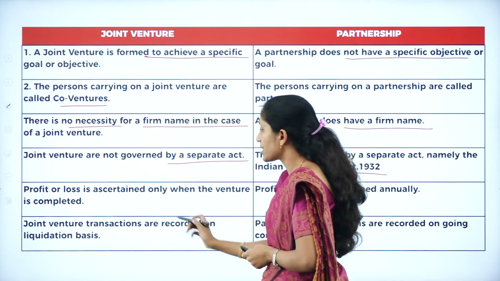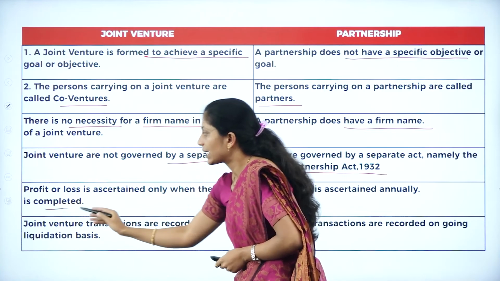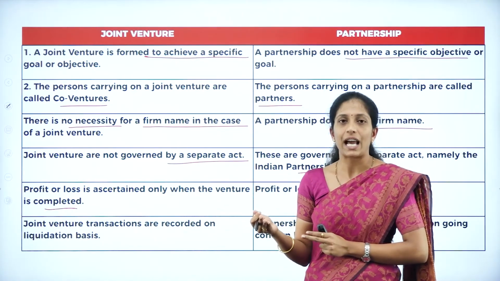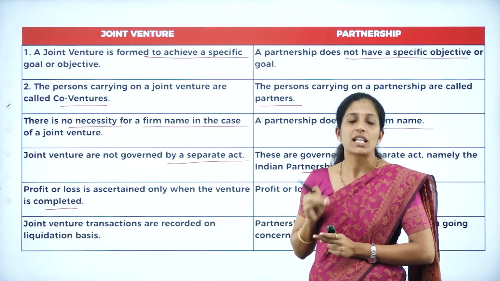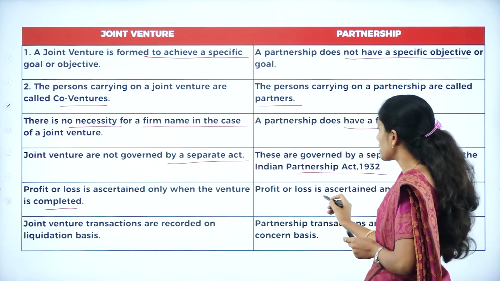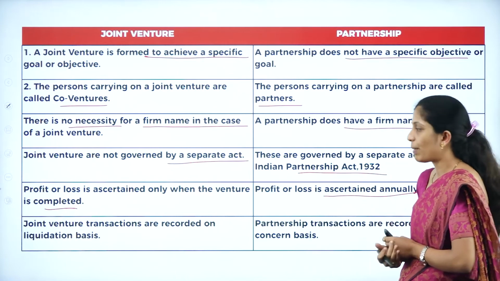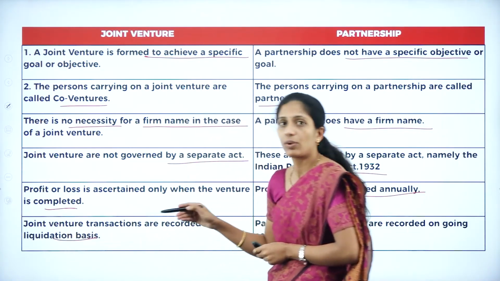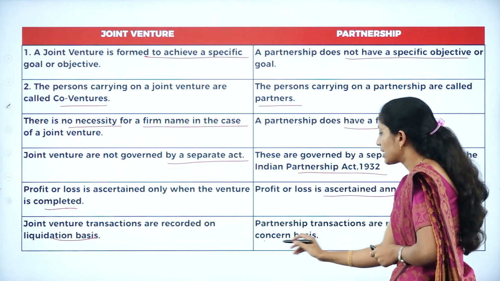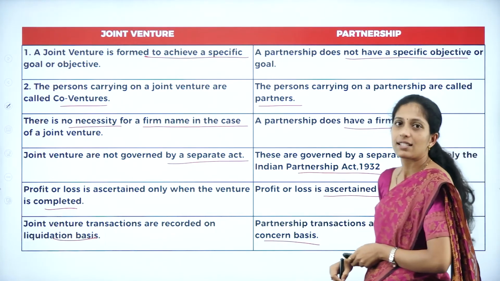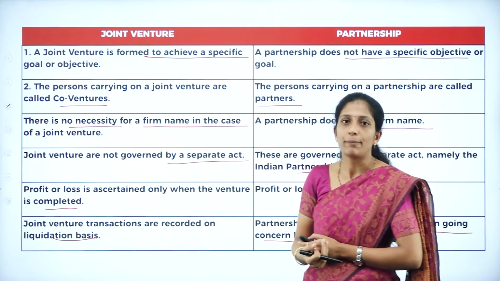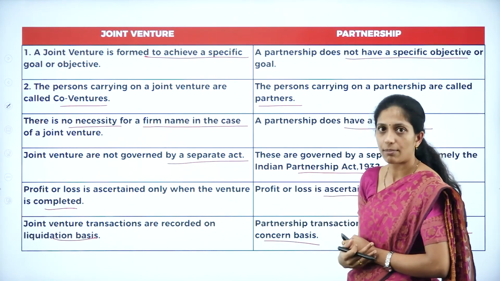Next, profit and loss is ascertained only when the venture is completed. So profit and loss will be calculated only when the venture is completed, whereas it is calculated annually in a partnership firm. Joint venture transactions are recorded on liquidation basis, whereas here it is recorded on going concern basis. So this is the difference between joint venture and partnership firm for 5 marks.